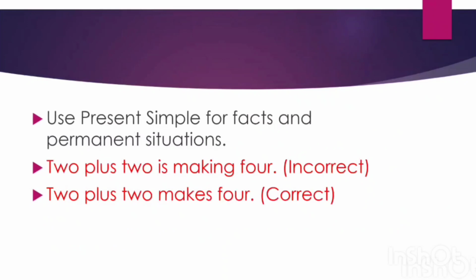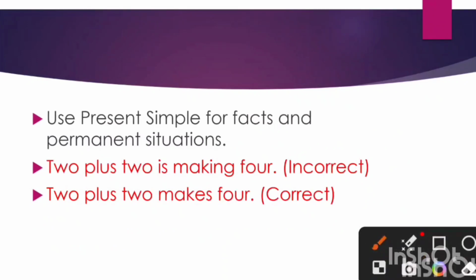Okay. Use present simple tense for facts and permanent situations. For example, "2 plus 2 is making 4." It is incorrect. "2 plus 2 makes 4." This is correct.